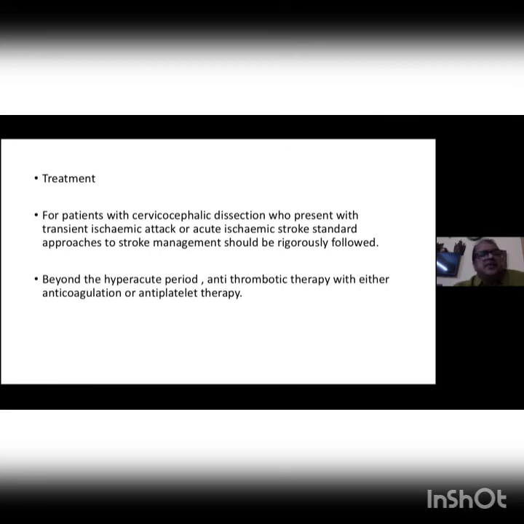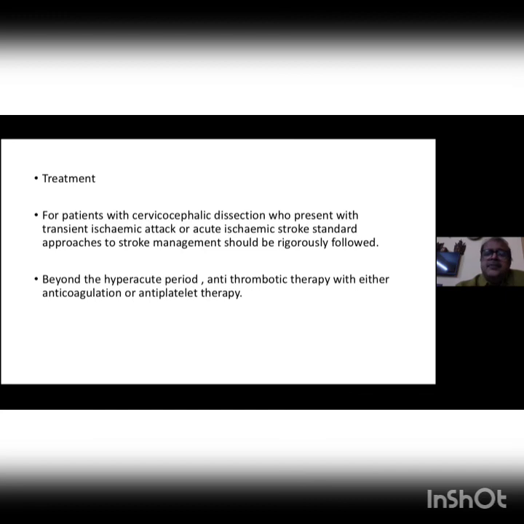Coming to the treatment, for patients with cervicocephalic dissection who present with a transient ischemic attack or acute ischemic stroke, the standard approaches to stroke management should be rigorously followed. Sometimes you see acute stroke in the emergency in the window period, and you don't know whether dissection is the cause. The patient may not be able to tell the whole story, and the attendants may not know either. So you have to approach the patient like a regular ischemic stroke, for example whether you want to thrombolyse. The protocol is more or less the same in the window period.